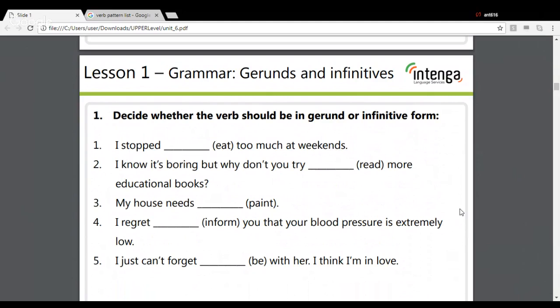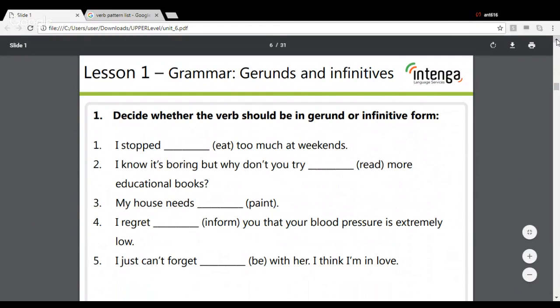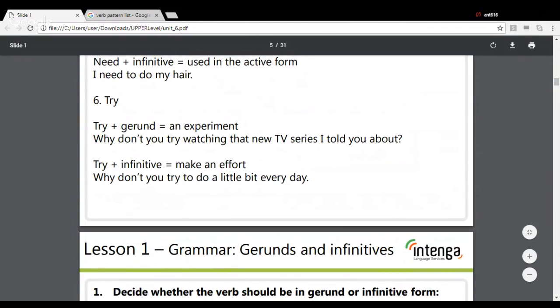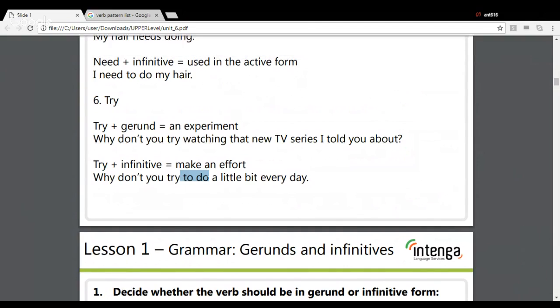I know it's boring, but why don't you try reading? I think try reading, or try to read more educational books. Why don't you try to read? Try reading. I honestly think, just like in the example that we had seen above, in this last one, you can do both. It has a tiny different meaning: it's either an experiment or make an effort. Either try it out, see if it works, see if you like it, the experiment, or actually try and make time for it during the day and make an effort.